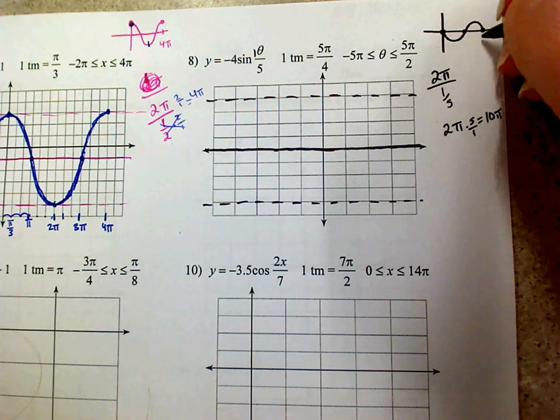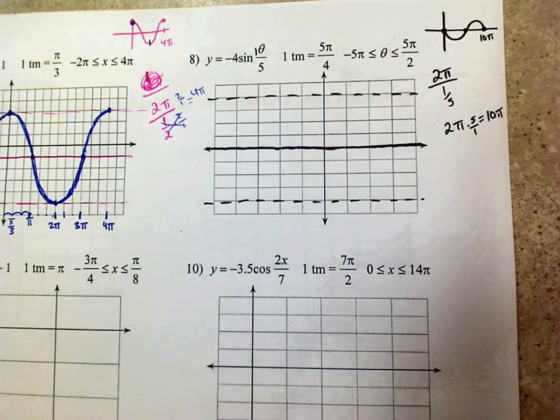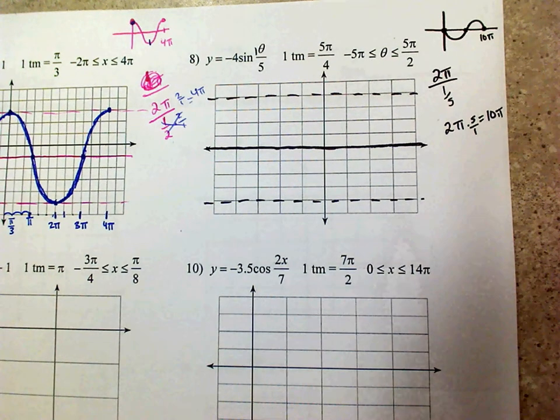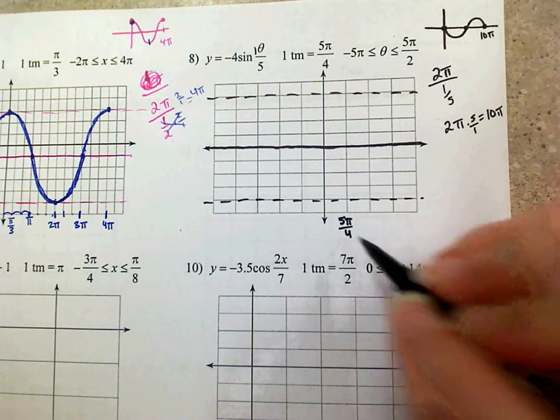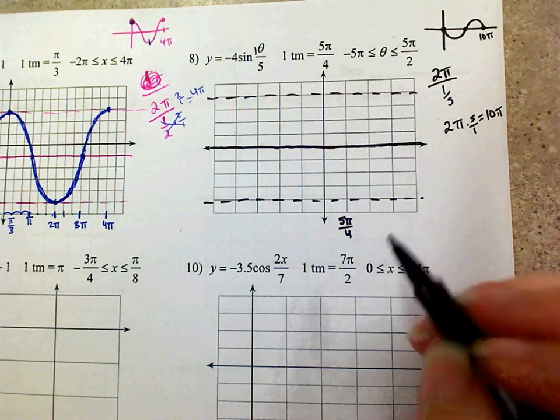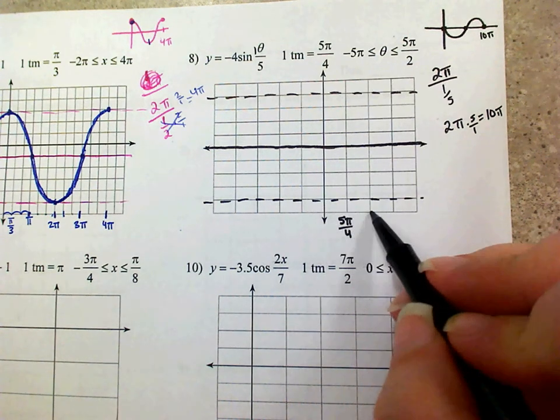Okay. 1 tick mark is 5 pi over 4. So that is 5/4 pi. And like I said, one way to think about this is that that is a fourth of 5 pi. So 1, 2, 3, 4 should be 5 pi. But you could get that by adding.